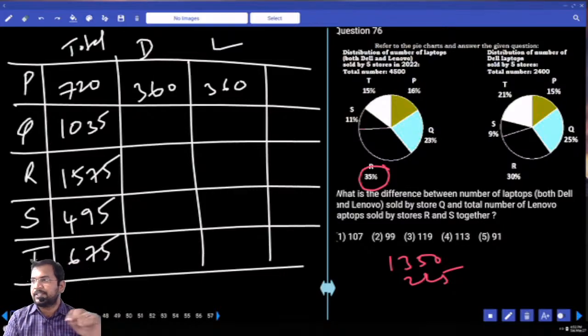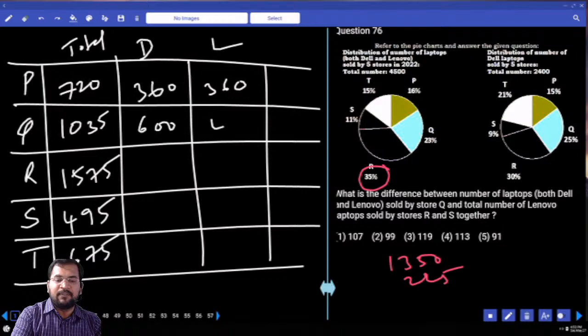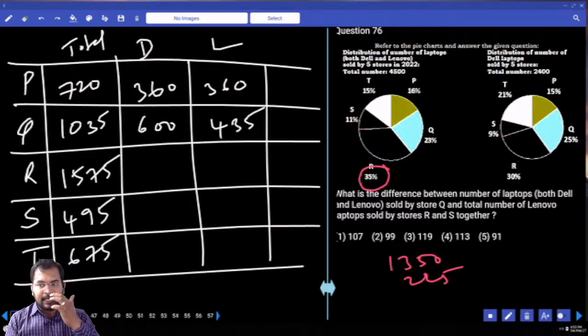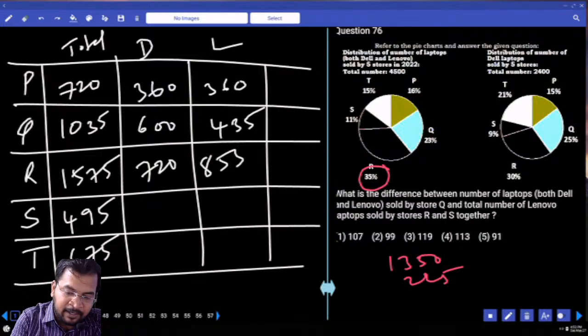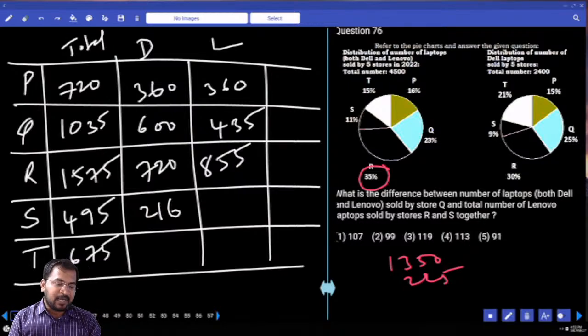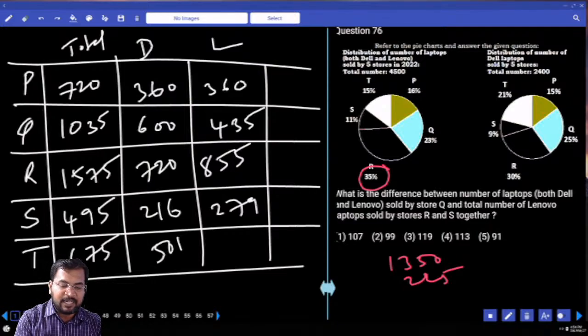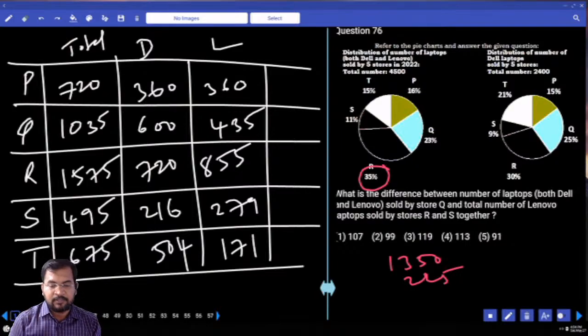Q 25%: 1/4 is 600, remainder will be 435. R 30%: 30% is 720. If you remove 720 from 1575, if you remove 700 the remainder is 800, so 855. Next 9%: 216. If you subtract 200, remaining is 295, subtract 16, 279. 21%: 480, 504, remainder will be 171. So if you fill in this data, the questions are very easy for you.